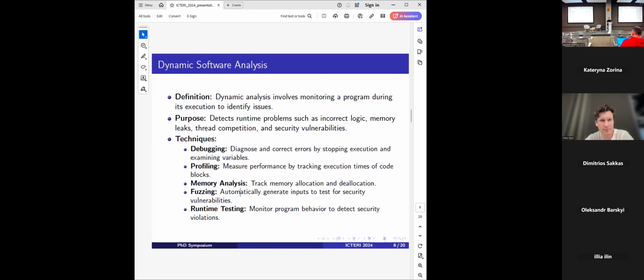About dynamic analysis. On the other hand, dynamic analysis involves examining the code during runtime in order to detect problems like memory leaks, thread contention, and security vulnerabilities. And these issues can significantly impact the performance and security of the software. There are several techniques used in dynamic analysis. They are debugging, profiling, memory analysis, fuzzing, and runtime testing.